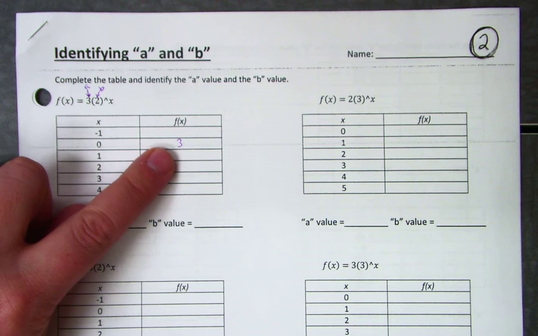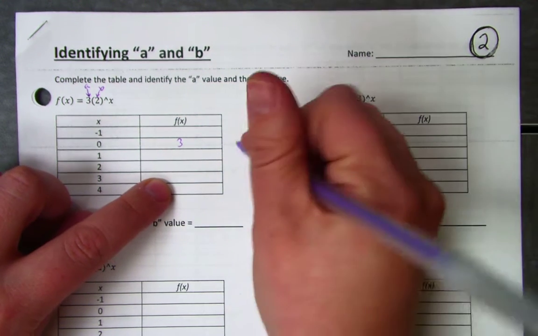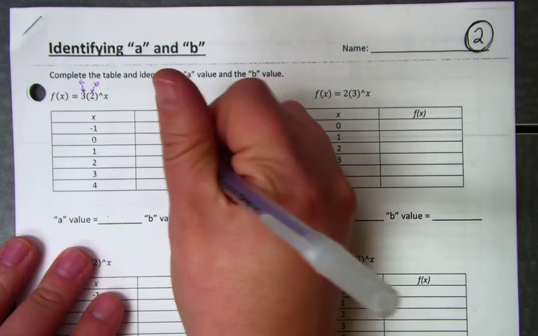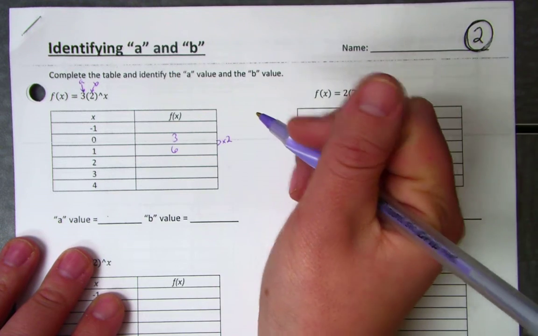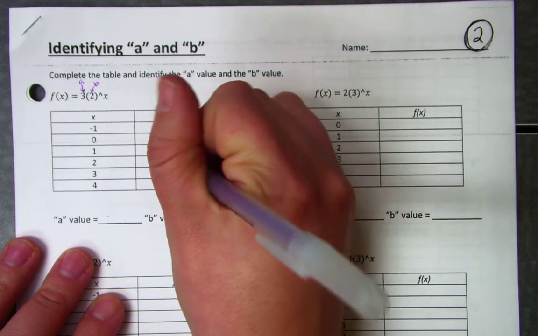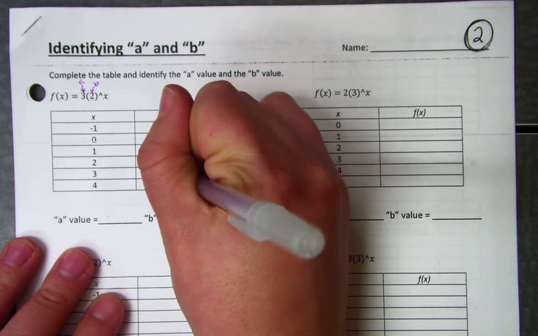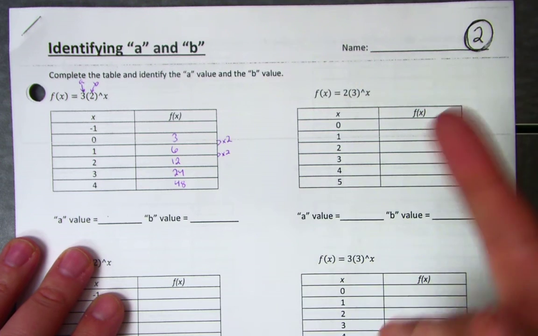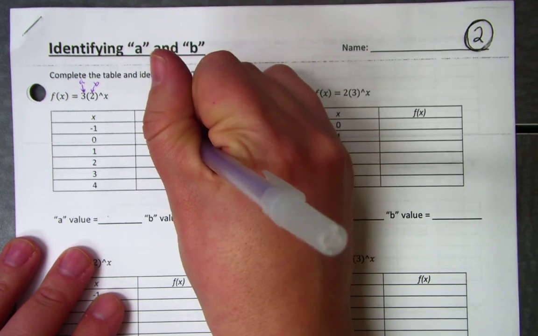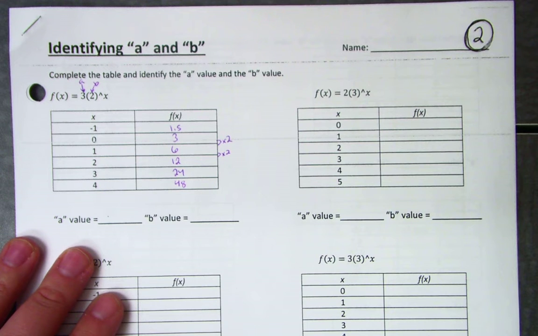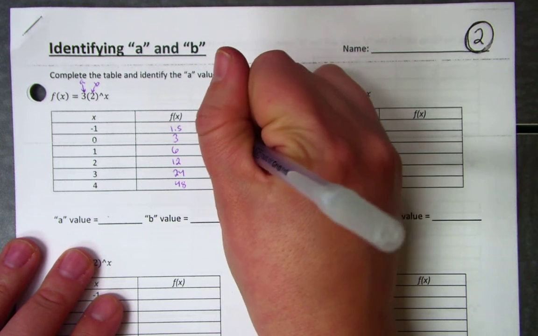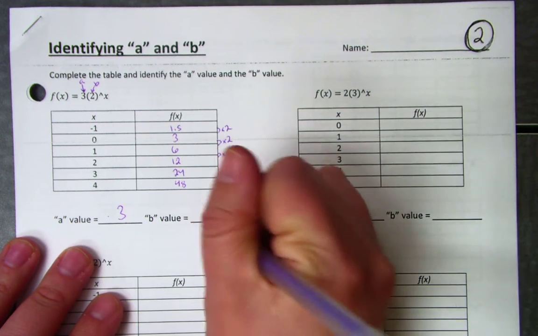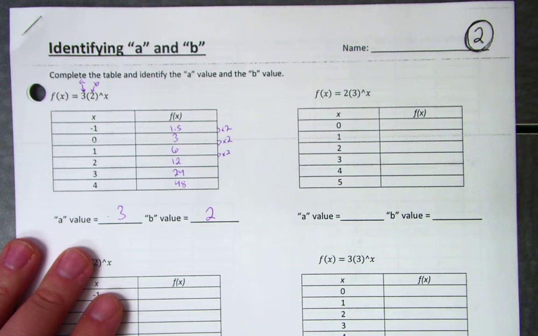So if you start here, that means the constant multiplier is times 2, because that's what your b is. 3 times 2 would give you 6. Times 2 again would give you 12. And then 24. And then 48. And then you need to go backwards. What times 2 is going to give you the 3? It would be 1.5, because 1.5 times 2 gives you 3. So a is 3 and b is 2 in this first problem.